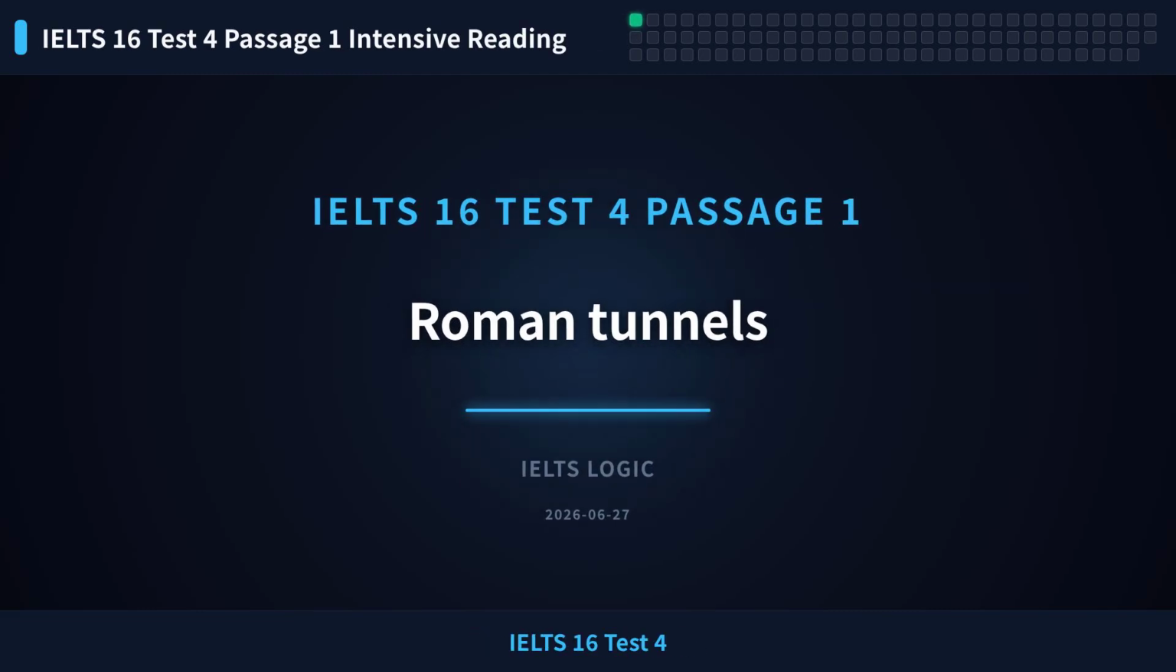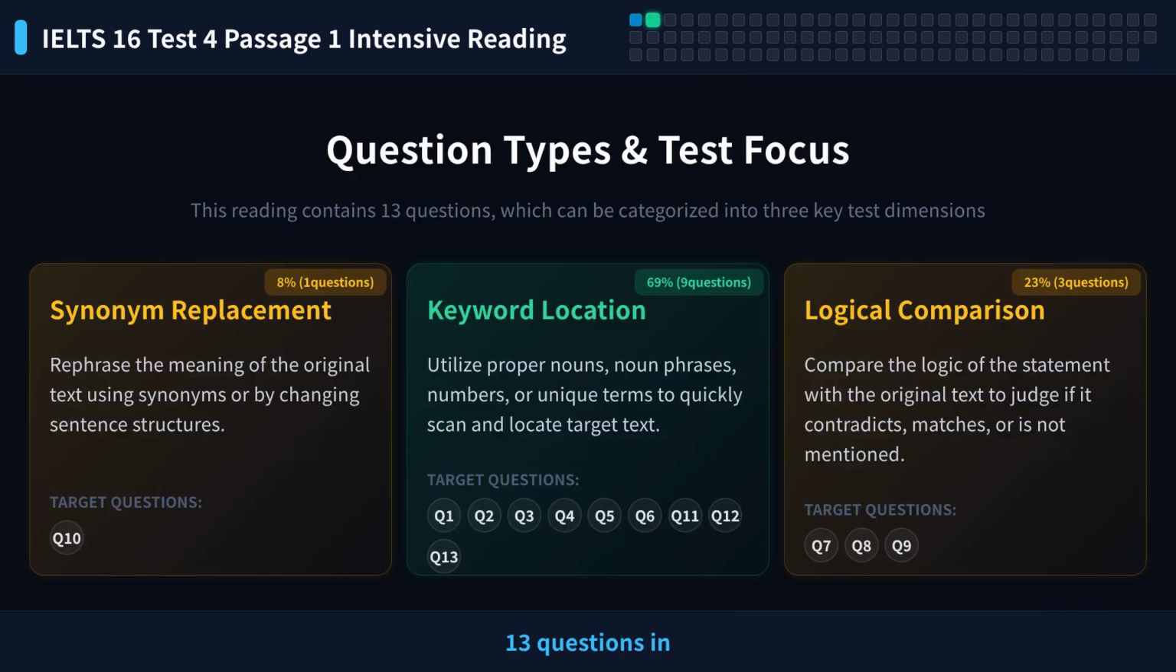Today we will study IELTS 16 Test 4 Passage 1, Roman Tunnels. This passage has 13 questions in 3 different types. First, there are 6 diagram completion questions, which need keyword location. Second, there are 4 true/false/not given questions. Third, there are 3 short answer questions. Knowing the question types helps us find answers faster.